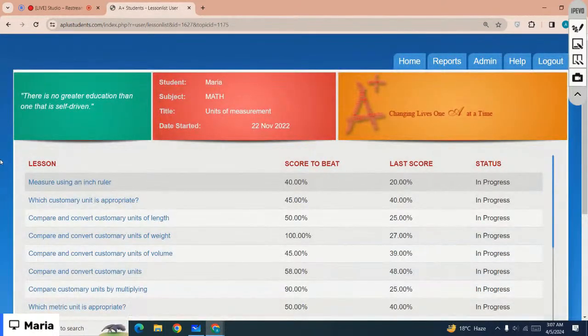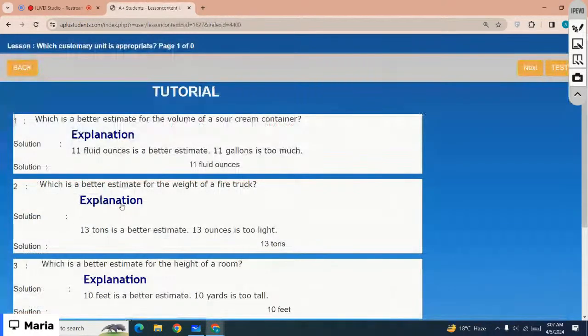The next lesson is which customary unit is appropriate. Okay, which is a better estimate for the volume of a sour cream container? You have the fluid ounces or the gallons. So which is the correct option? You are given the fluid ounces or the gallons, right? That is just a sour cream container. So gallons is too much for the sour cream container. It would be 11 fluid ounces, right?